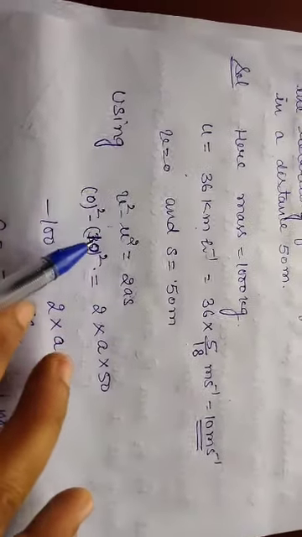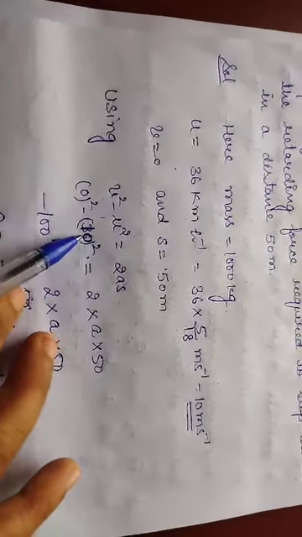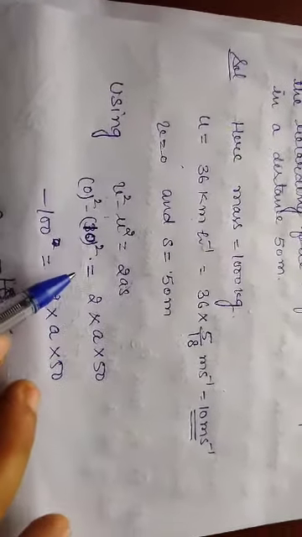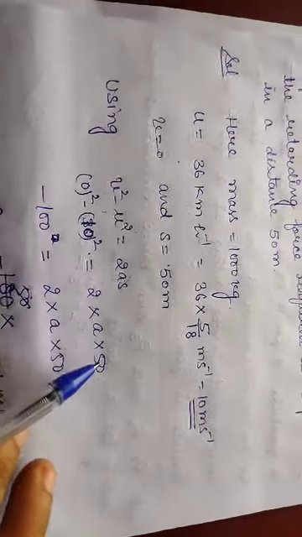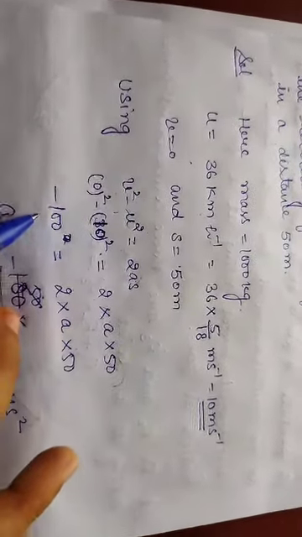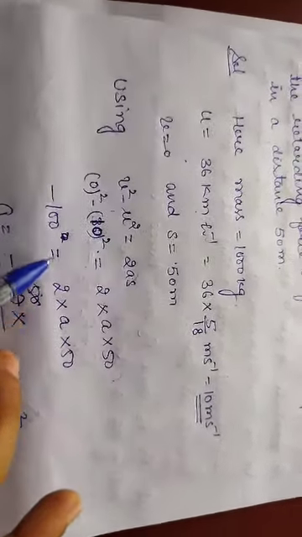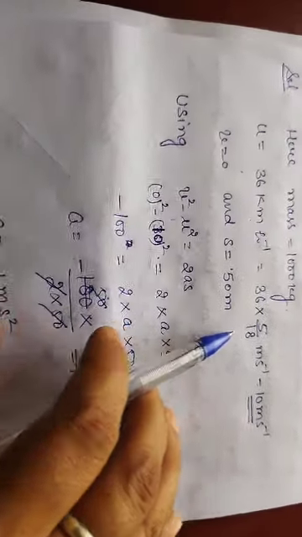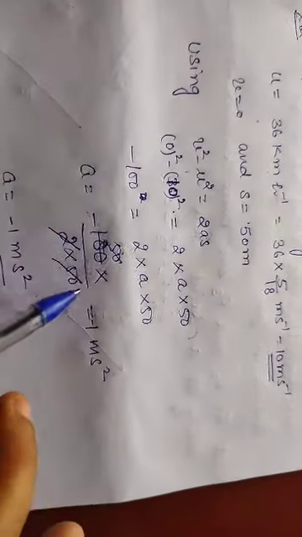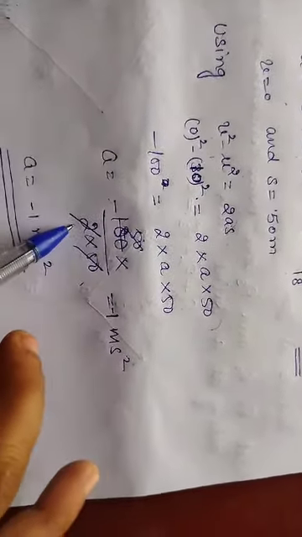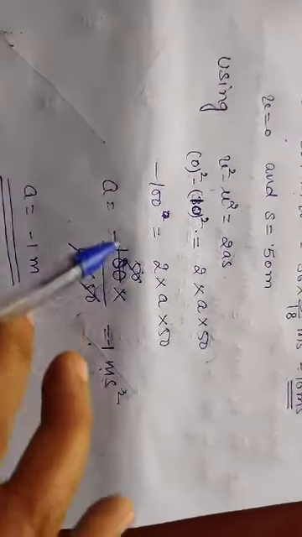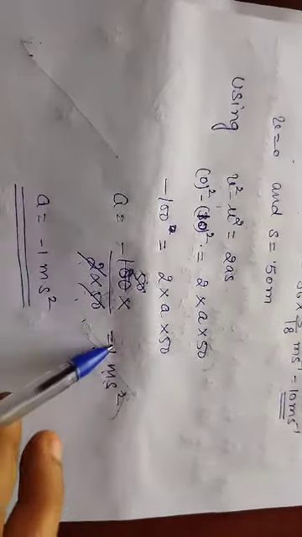So V square minus U square is equal to 2as. Here U is equal to 10 meter per second, so 10 square is 100. So 0 minus 100 is equal to 2a into 50. Here a is equal to minus 100 upon 2 into 50, that is minus 1 meter per second square. This is the retarding acceleration.